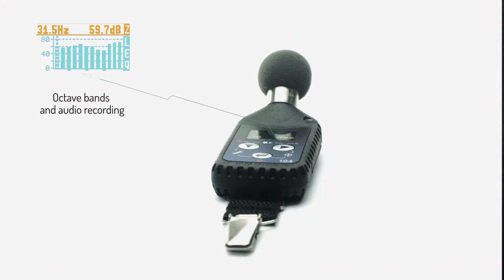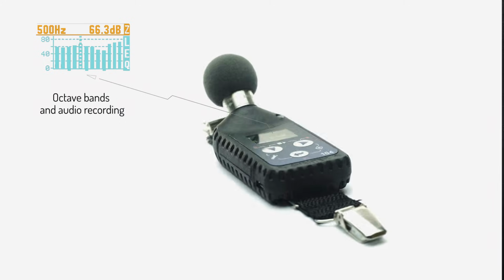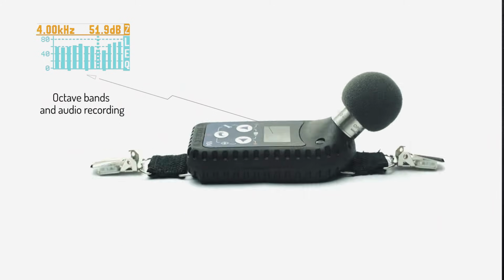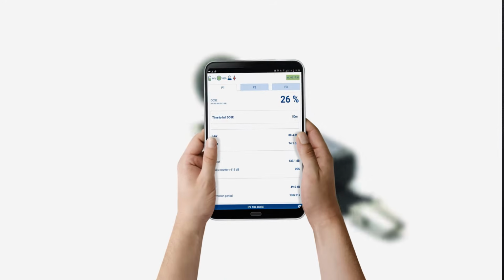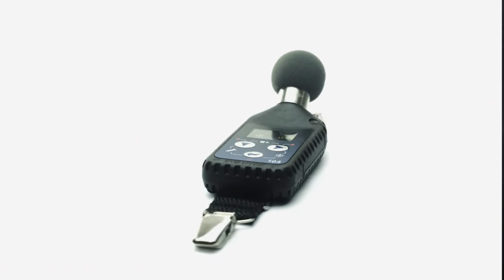Octave bands and audio recording, so you can track and identify noise sources, because noise dosimetry is an unattended type of measurement. Mobile application, so you can control the dosimeter from your mobile phone or tablet.